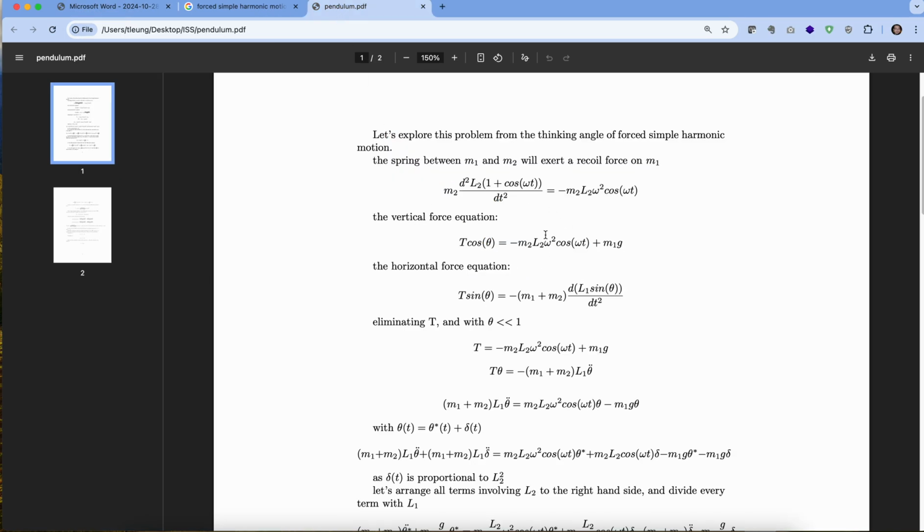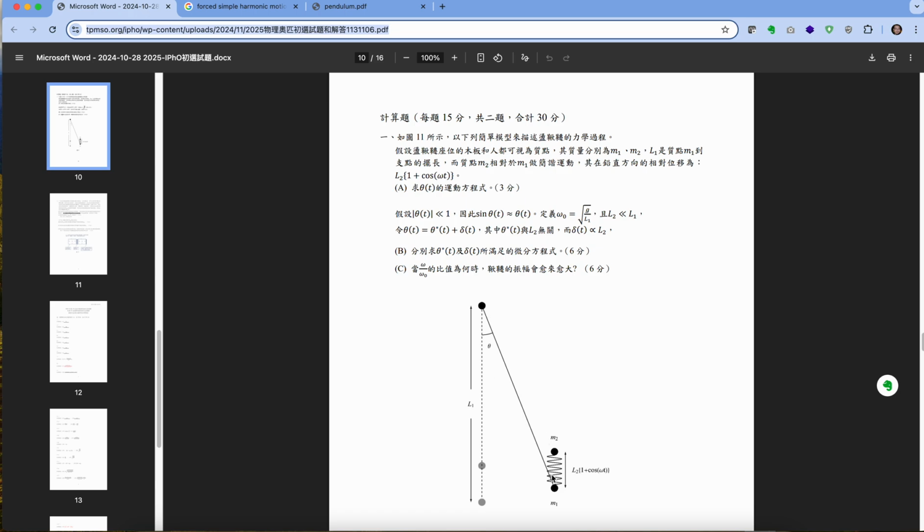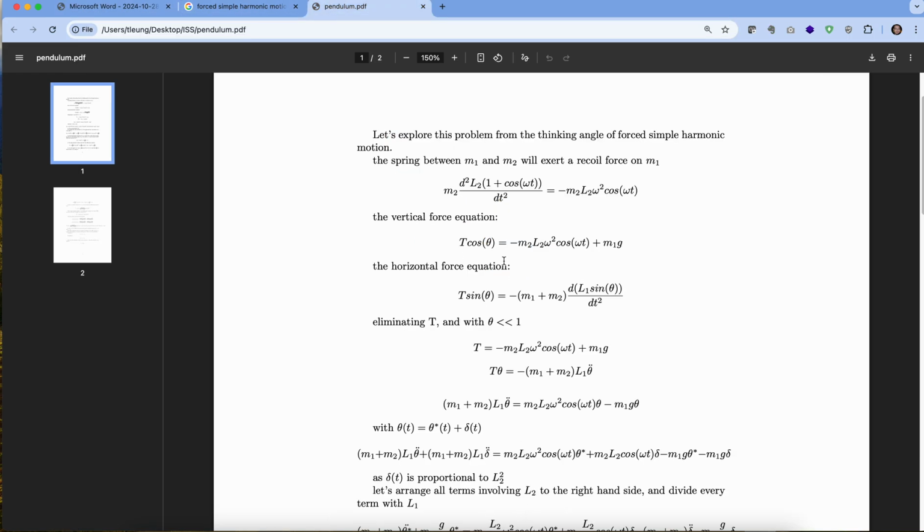So here's the solution. Let's explore the problem from the thinking angle of forced simple harmonic motion. The spring between M1 and M2 will exert a recoil force on M1. So take a look at the diagram again. There will be a recoil force from M2 acting on M1, and it is this recoil force that makes the equation of motion a little bit different from the simple harmonic motion.